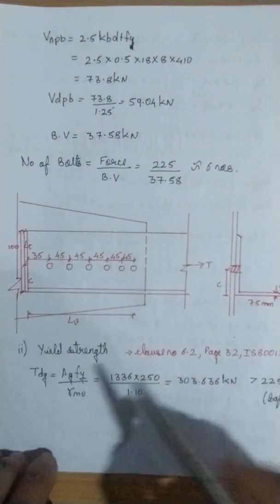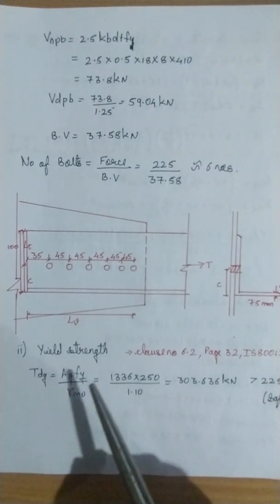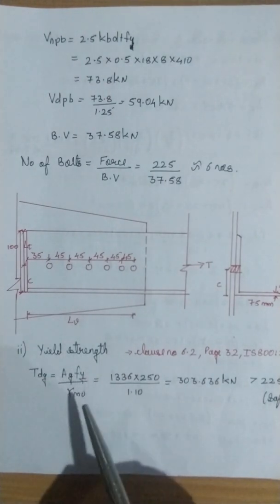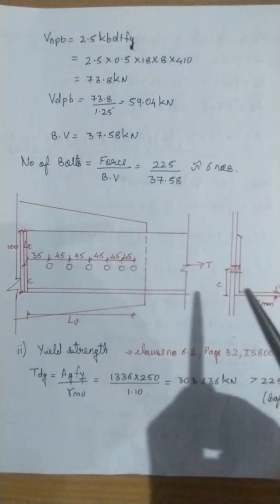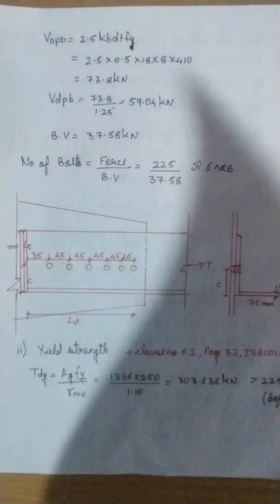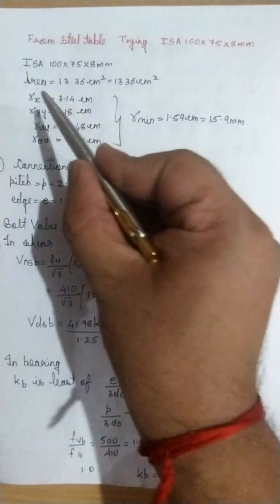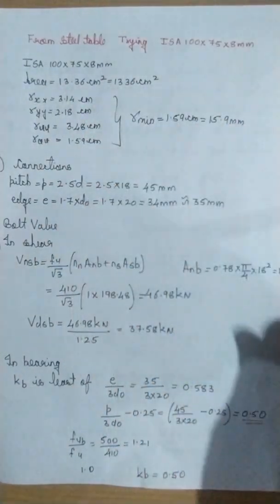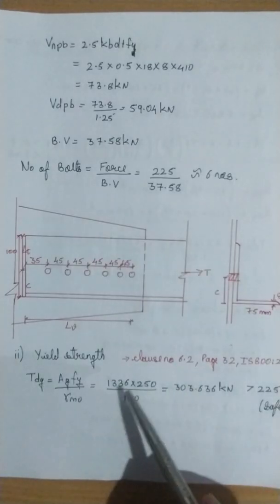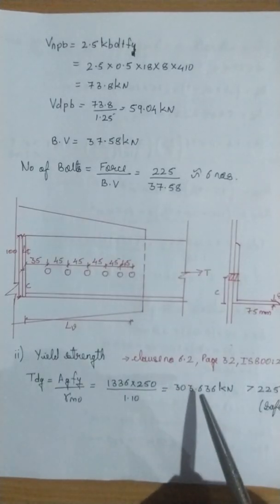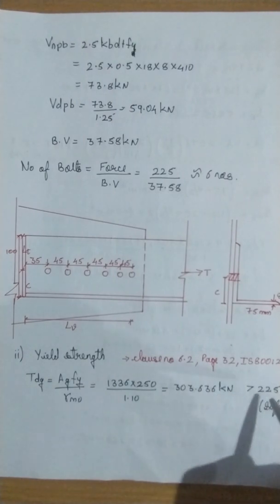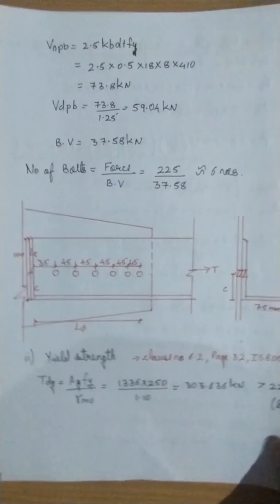Now let us find out the tensile strength. The first is yield strength. So what is yield strength? Tdg is equal to Ag fy upon gamma m0. For this 100 by 75 by 8, we have already noted down the area while noting down the properties. The area of this section is 13.36 centimeter square. Substituting here, we got the value of 303.636 kilonewton, which should be greater than the factored load. Hence it is safe in yield strength.